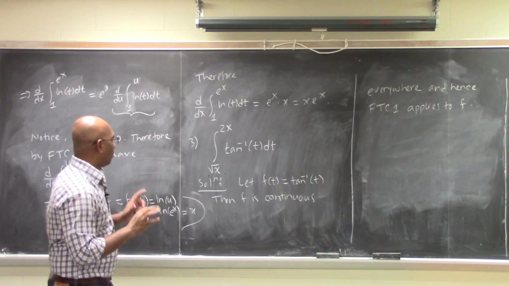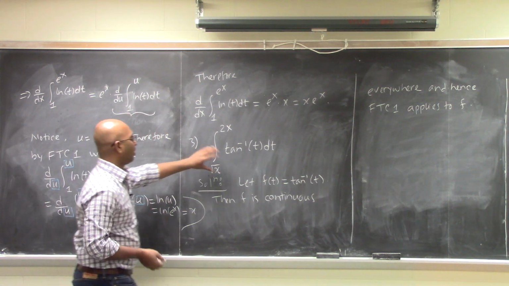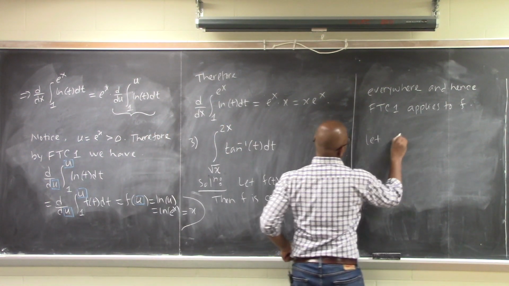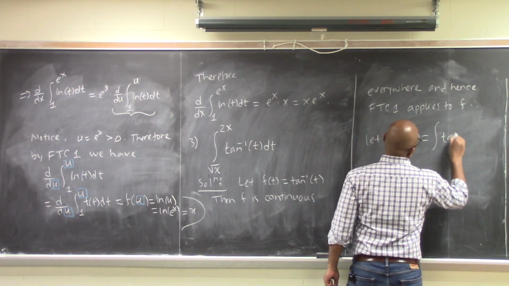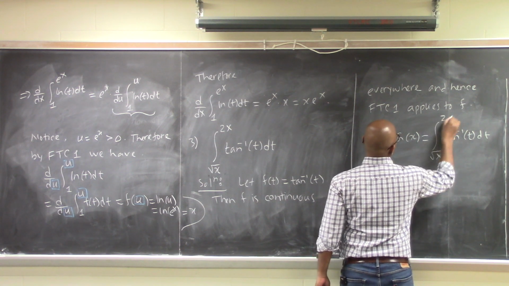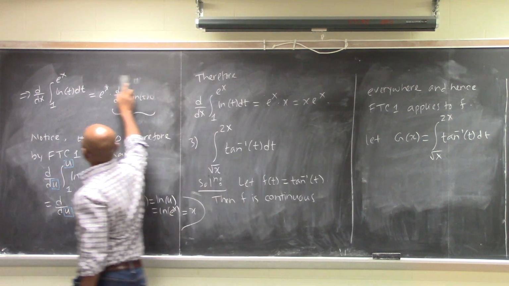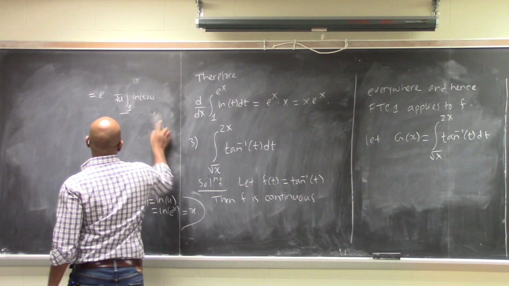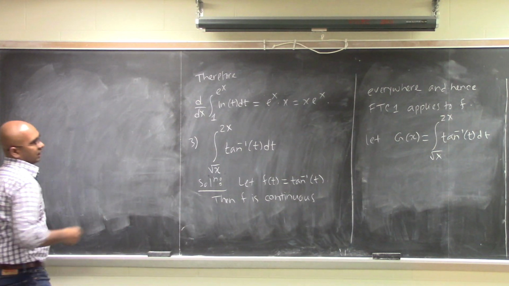All right. Now, to save some writing, since I wrote the same thing many times, let's just call this whole function capital G. Let G of x be this integration of tan inverse of t from square root of x up to 2x. Now notice we don't have a constant at the bottom, so we need to actually include one. We need to make some constant at the bottom.